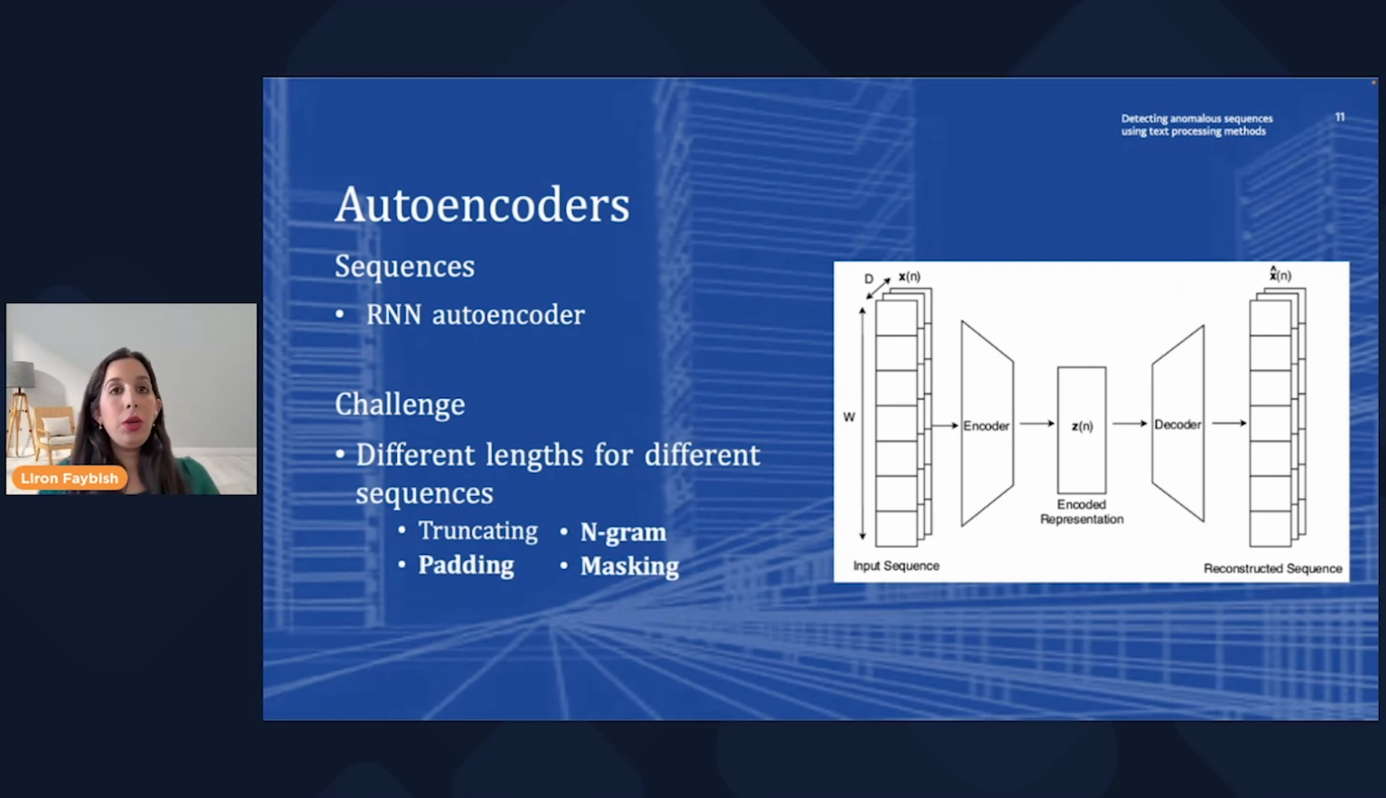In our method, we decided to combine padding, masking, and n-gram, so we will be able to support all sizes of sequences. We are using padding and masking during the training phase, and we are using n-gram when there is a new sequence length in the testing phase that doesn't appear in the training phase, so we are splitting it into a few smaller sequences.